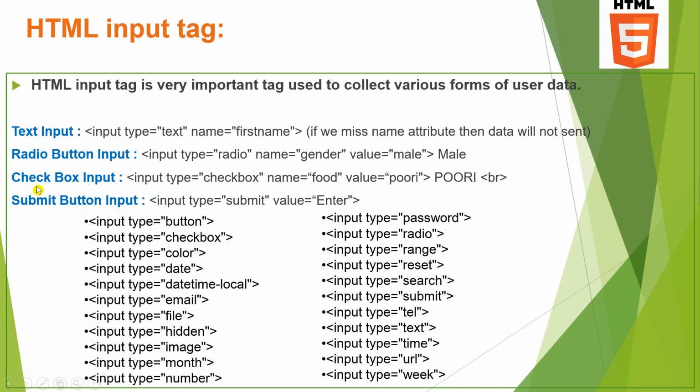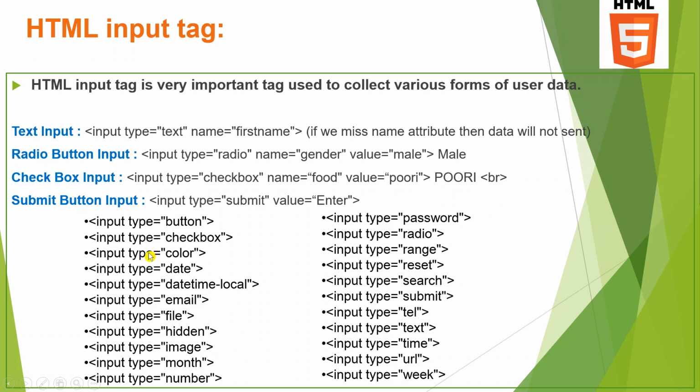If you want to give checkbox input, the type should be checkbox. Only one thing will change, friends, that is the type attribute. What input you should give will be decided by the type attribute. If you want text input, type should be text. If you want input in the form of a radio button, then you need to specify type is equal to radio, like that.